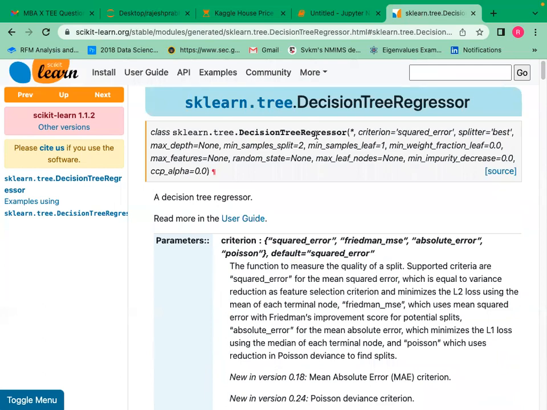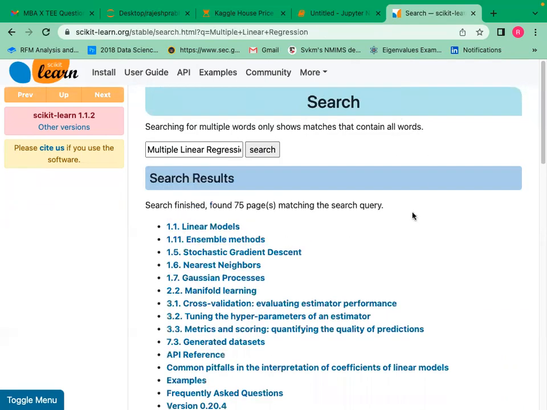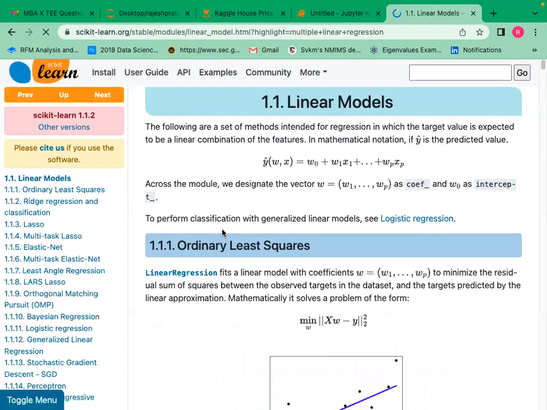So, you can use penalization techniques in multiple linear regression, binary logistic regressions, and neural networks. Neural networks are also regression models only, but they are sequential multi-regression models. So if you look at, see here, linear models.